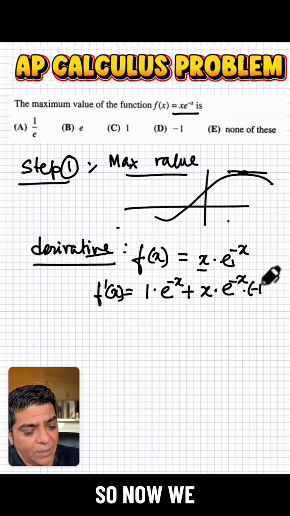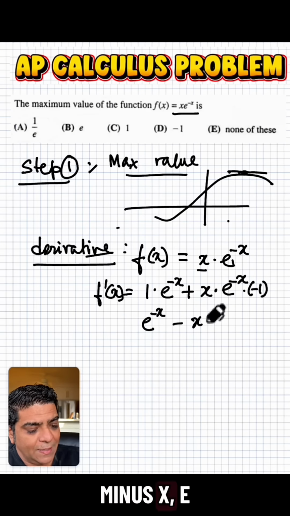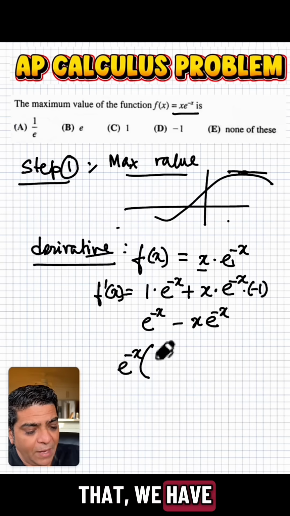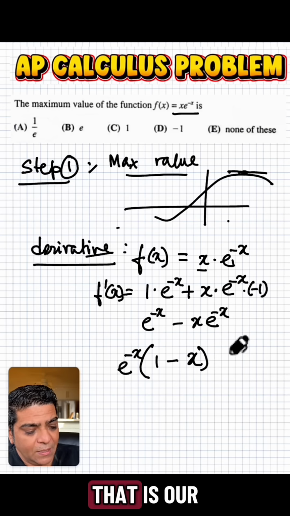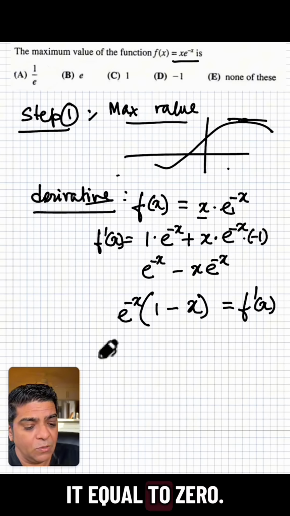Okay, negative 1. So now we have e to the power of negative x minus x e to the power of negative x. So let's go ahead and take e to the power of negative x common. When we do that, we have 1 minus x. That is our derivative of this function. Now let's go ahead and set it equal to 0.